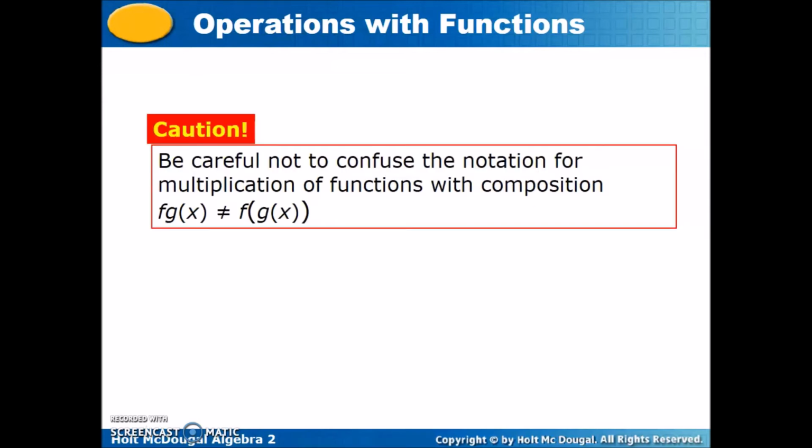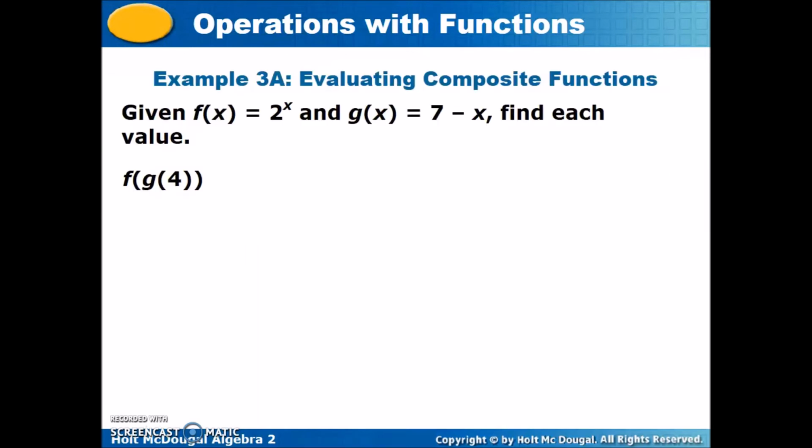We need to be careful though, because sometimes you're going to see it like this, and this means multiplication, but that's a solid dot, whereas if you have a hollow dot, that's a composition. So be really careful when you're looking at your notation so you'll know what's happening. Are we doing multiplication or are we doing a composition? So here we go. This is now evaluating a composite function, okay?